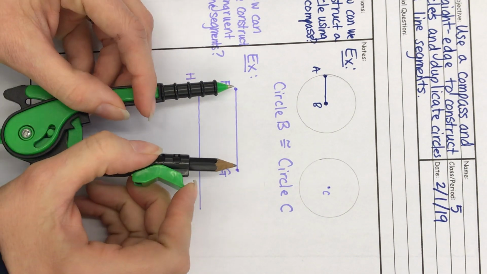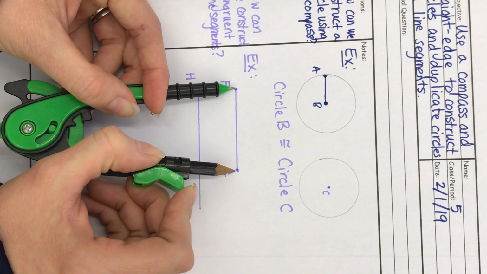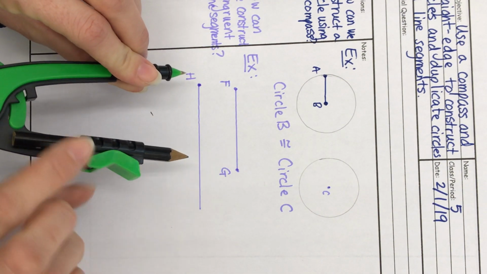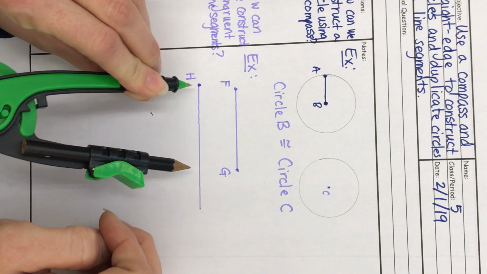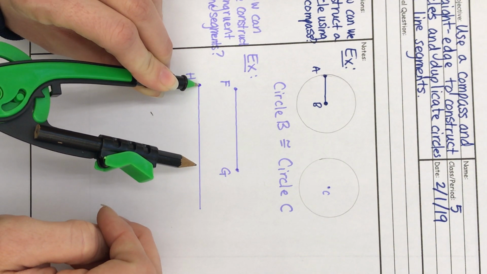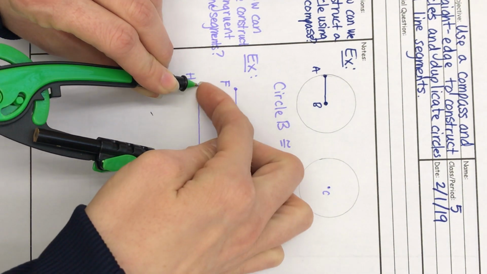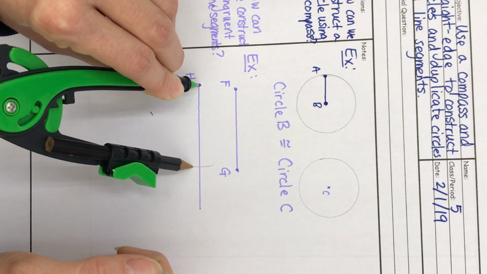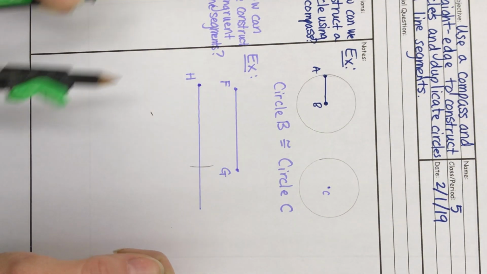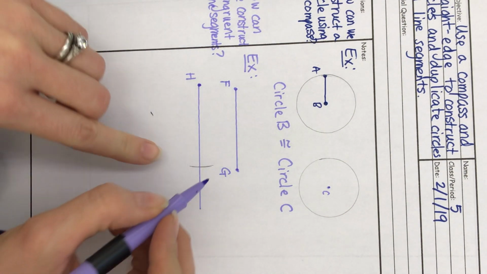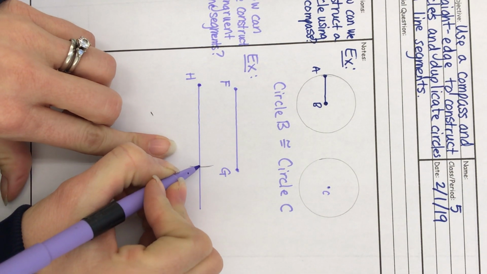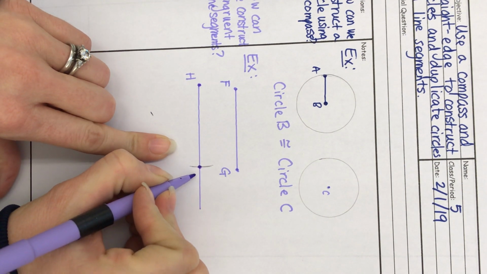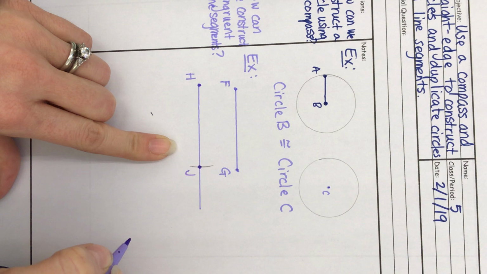Then we're going to go back and we're going to measure our line segment. And then I'm going to come down, I'm going to keep that measurement on my compass. I'm going to come down to my starter line where I've got my point H. I'm going to put the point of the compass there, and I'm going to arc my line. Okay? Now where that arc crosses my line is where I'm going to put my end point. We'll call this J. Okay?